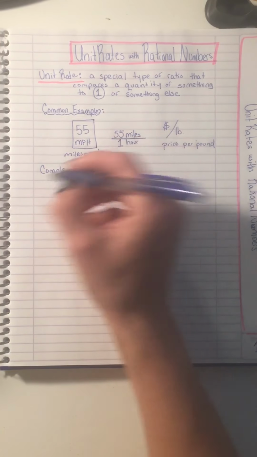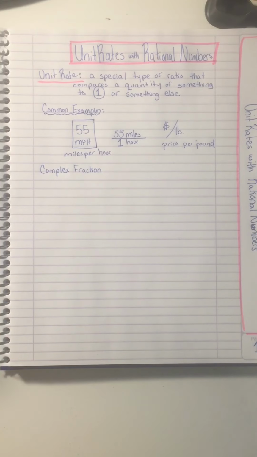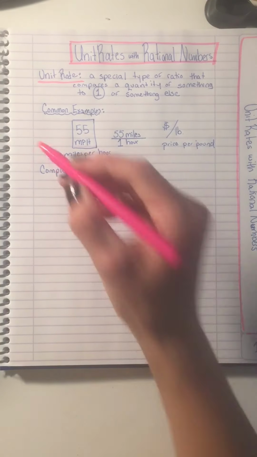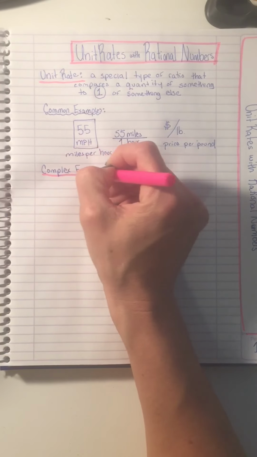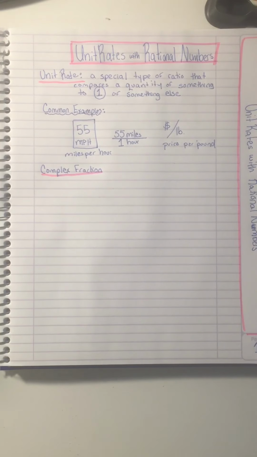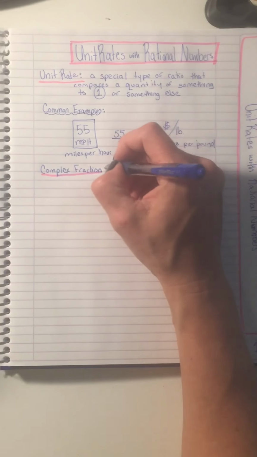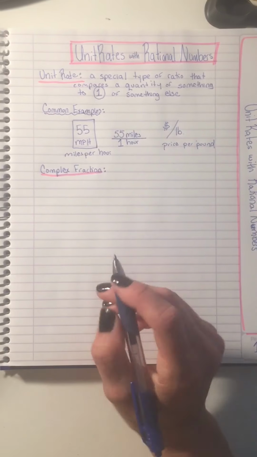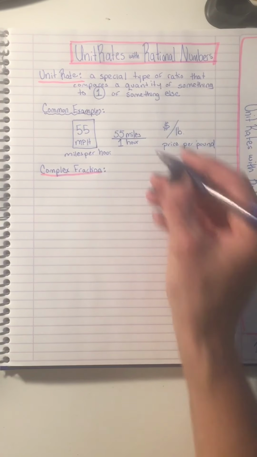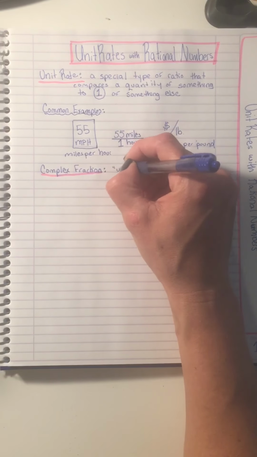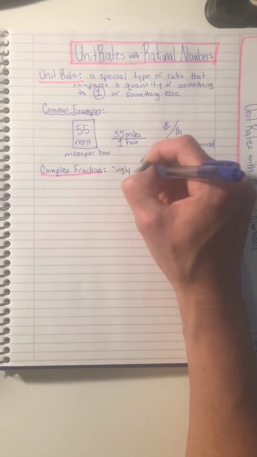So we talked about unit rates a little bit last year, but we just used easy examples that had mostly whole numbers in them. But this year we're going to get into more complicated ones, okay? So I like to call complex fractions ugly fractions.